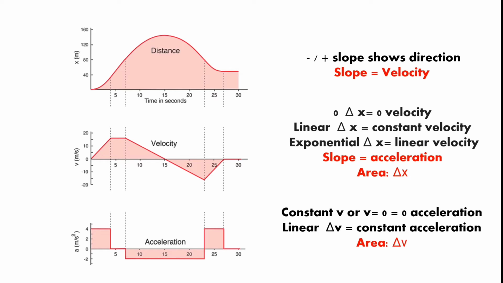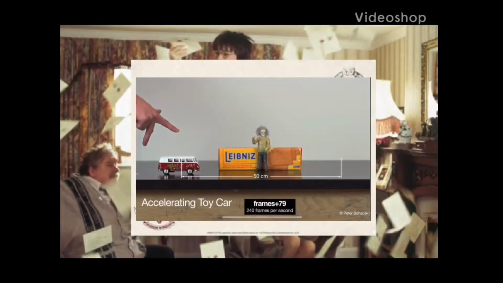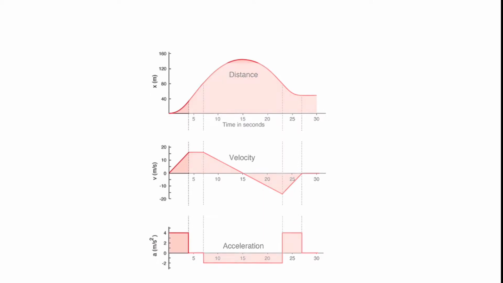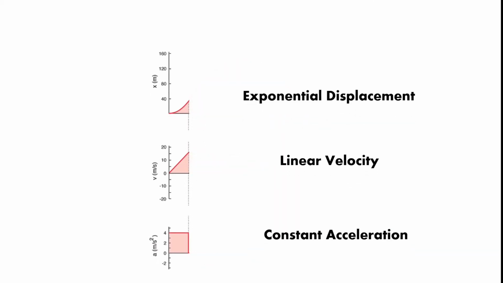When the slope of the velocity is linear, the acceleration is constant. The area of the acceleration time graph indicates the change in velocity of the object. From this card demonstration, we can see that there's an exponential displacement, suggesting that there's a linear velocity and a constant acceleration. To examine freefall, let's look at the example of when Voldemort and Harry Potter fell off the building.